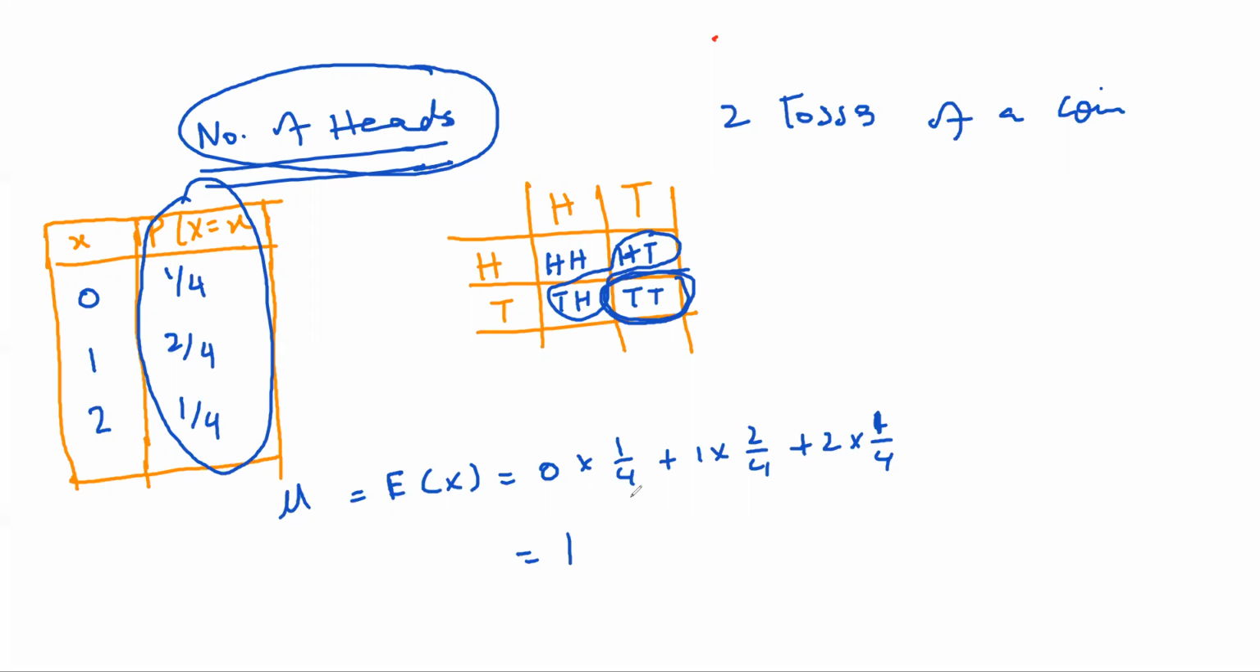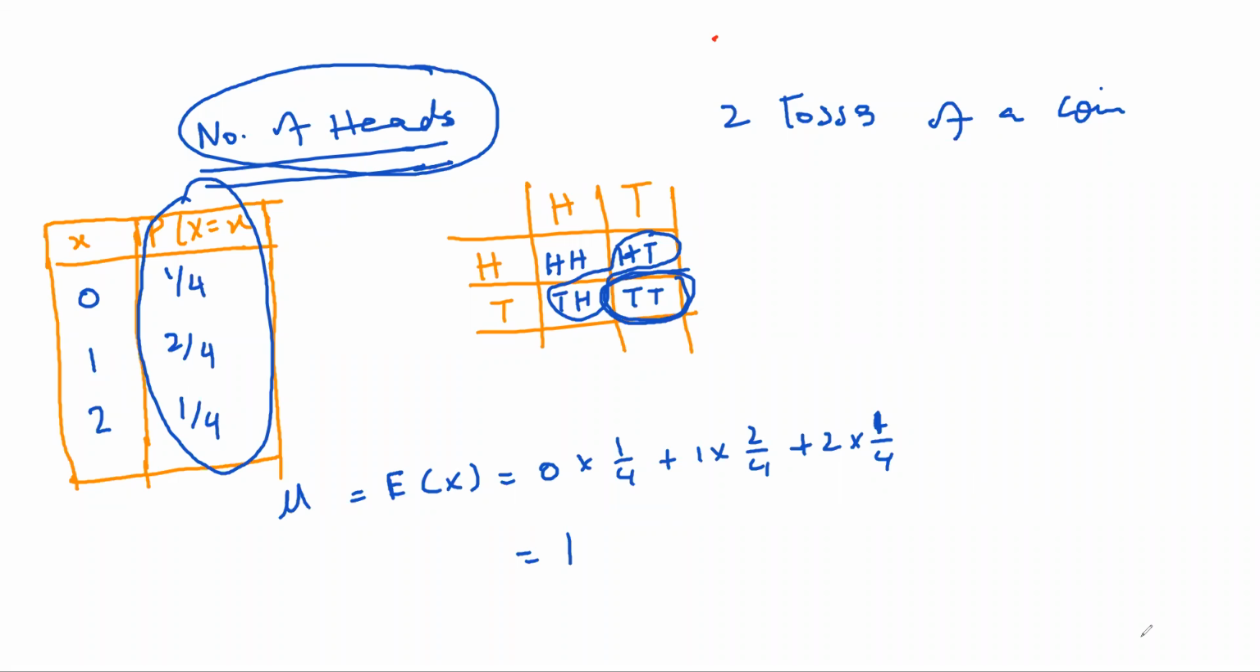Okay. He can ask you that, draw the probability distribution for the number of heads when you have tossed a coin twice, and then find the expected number of heads. So that is how you will be doing it. The expected number of heads. Okay.